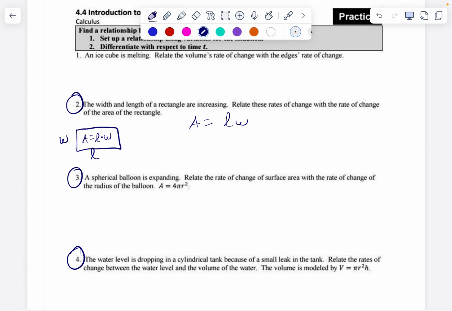Okay? And then it says the length and width are changing. Obviously, in that case, the area would be as well. So dA/dt is representing the change in the area with respect to time. Okay? Equals, what's the derivative of L with respect to time? dL/dt times what? Don't forget, times W plus L times dW/dt. In other words, there's a little product rule right there, right?